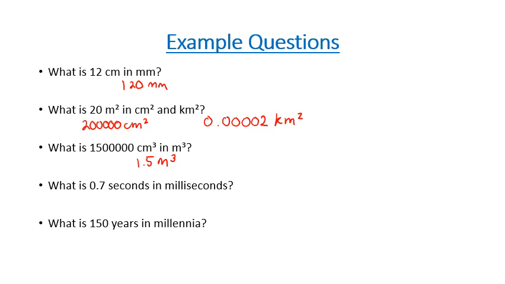In our next question it says, what is 0.7 seconds in milliseconds? Now remember, there are 1,000 milliseconds in 1 second, so this must be 700 milliseconds. And our last question says, what is 150 years in millennia? Now remember, a millennia is 1,000 years, so 150 years out of 1,000 years is actually 0.15 millennia.